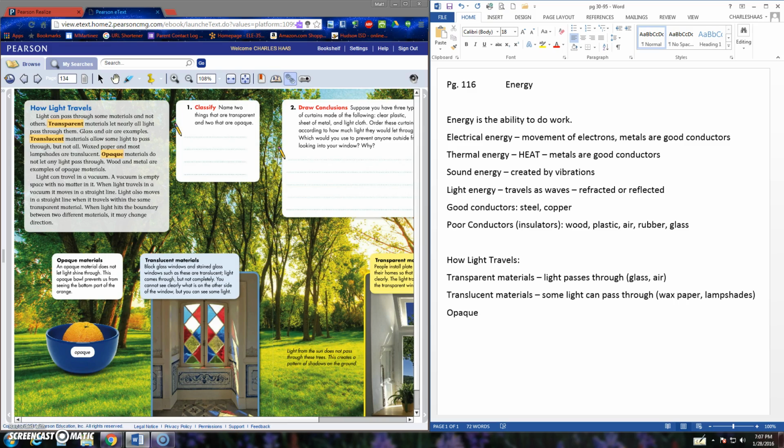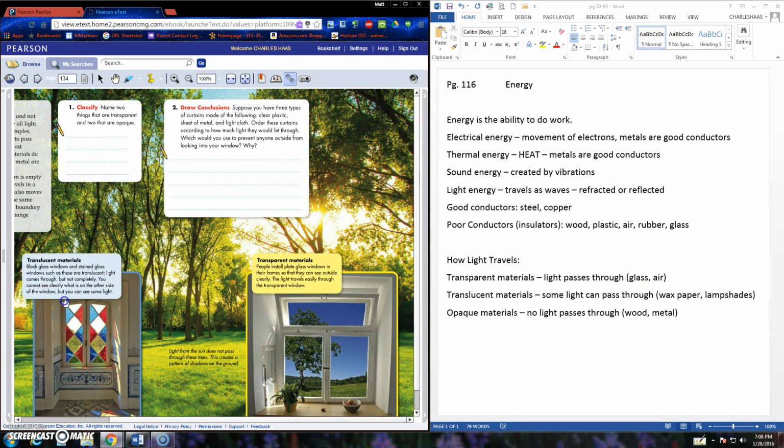Opaque materials do not let any light pass through. So like wood and metal, those are usually opaque. There's not a lot of light passing through the metal on your chair. There's not a lot of light passing through the wooden desks. No, those are opaque. So these are words I don't think you have to totally know for 5th grade, but it won't hurt you to learn. I'm sure the 6th grade teachers will like it if you already know transparent, translucent, and opaque. And there's some good examples in your book right there also.